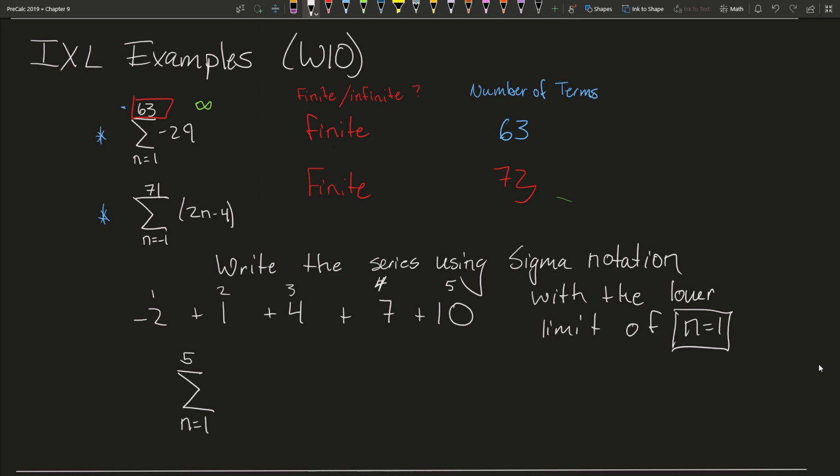So that's the first step. That's kind of the easy part. And the next part is what goes in parentheses. Okay, and for that, we need to find a rule for this sequence. Now, in order to do that, we have to find the pattern and then put that into mathematical terms. Okay, so we know that the difference between each of these is 3.